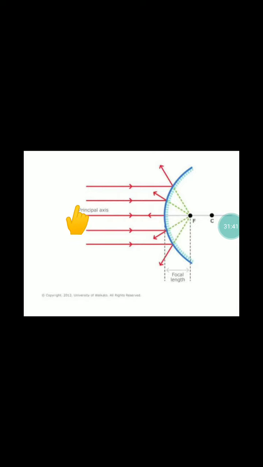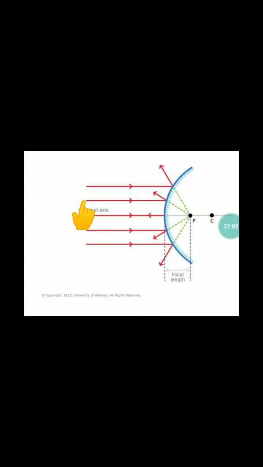Look at this figure. Here, this is your convex mirror, bulged outwards. And this is your incident ray. In the case of convex mirror, when the light is incident, after reflection, it will diverge like this. And this diverged light will appear to come from this point. This point is called the focus of convex mirror.